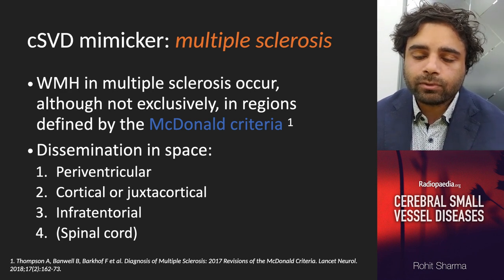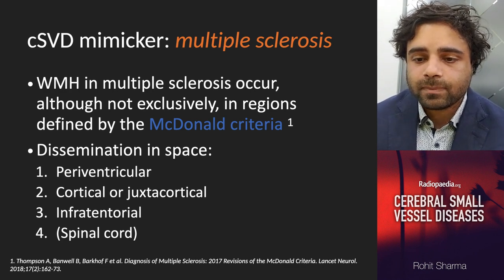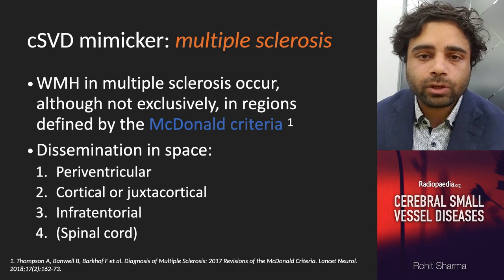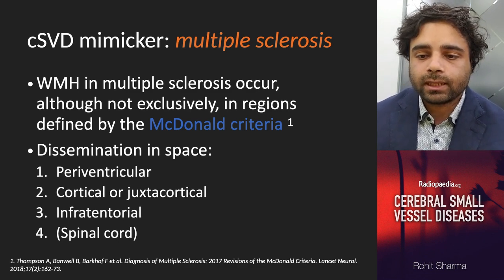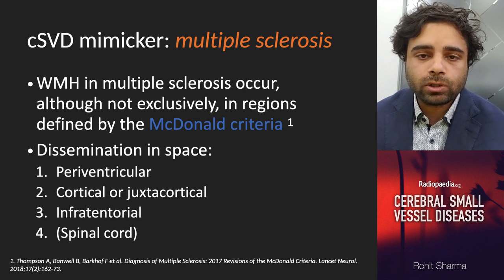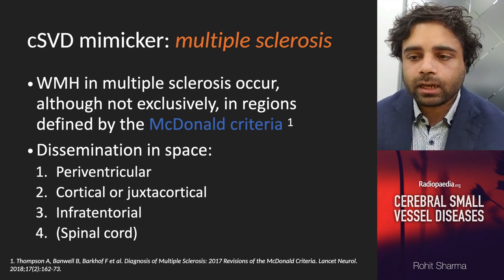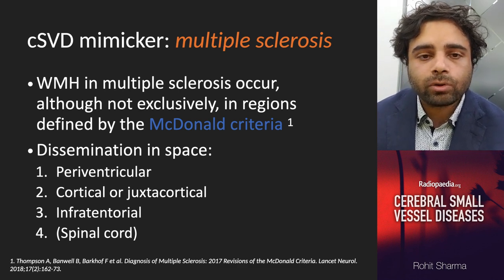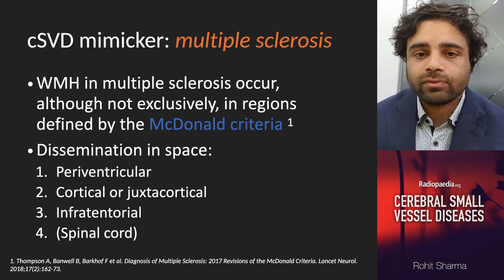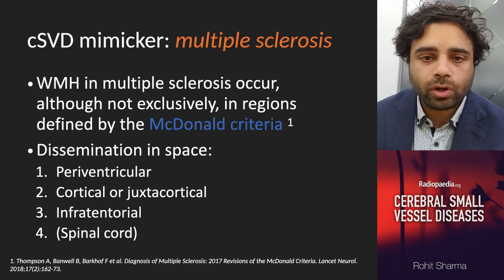But when regarding the dissemination in space, we're really thinking about three different locations, those being the periventricular regions, the cortical or juxtacortical regions, and then the infratentorium. And I would impart a warning to perhaps not overcall multiple sclerosis if these particular parts of the brain are not involved in the process that you're seeing on MRI.